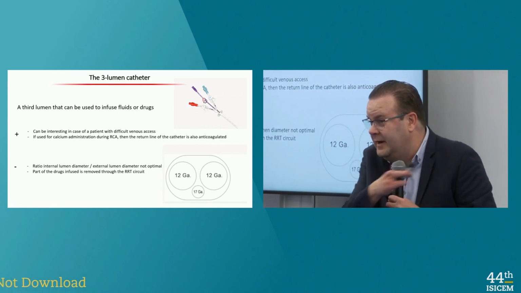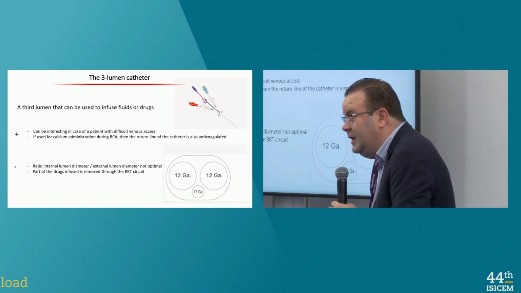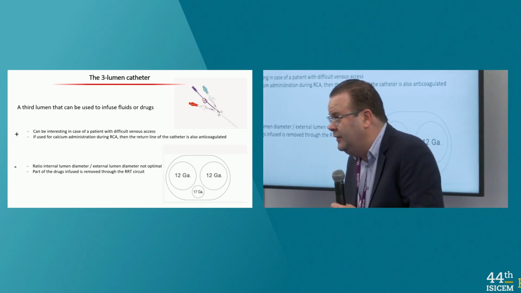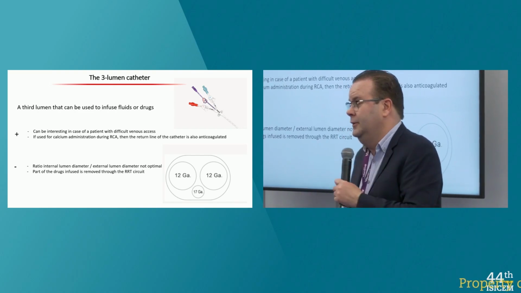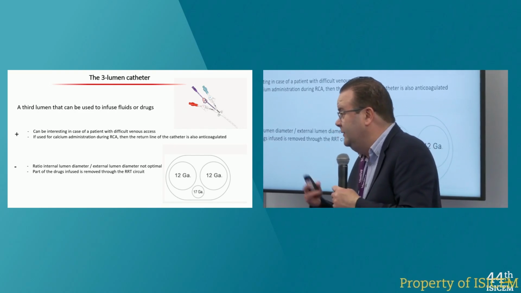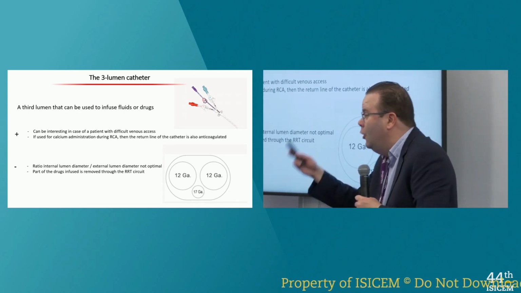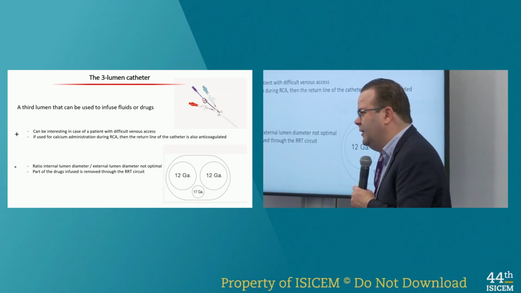That's why it's very important when you start citrate anticoagulation to manage your dialysis catheters correctly, because your catheter is not going to be anticoagulated. And if you put the calcium on the third line, only half will be anticoagulated.